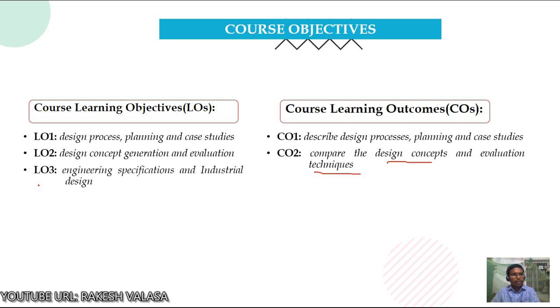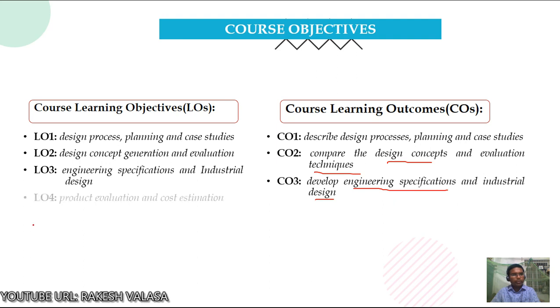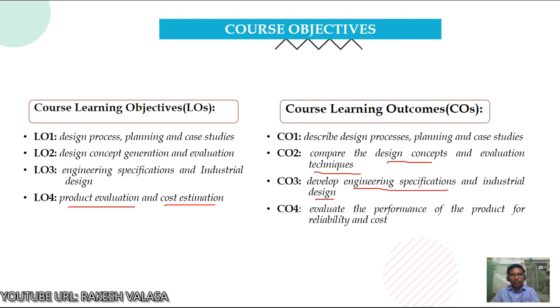For Unit 3, learning objective is engineering specifications and industrial design. Course outcome 3 is develop engineering specifications and industrial design. For Unit 4, learning objective is product evaluation and cost estimation. Course outcome 4 is evaluate the performance of the product for reliability and cost. These are the 4 learning objectives and these are the 4 course learning outcomes.